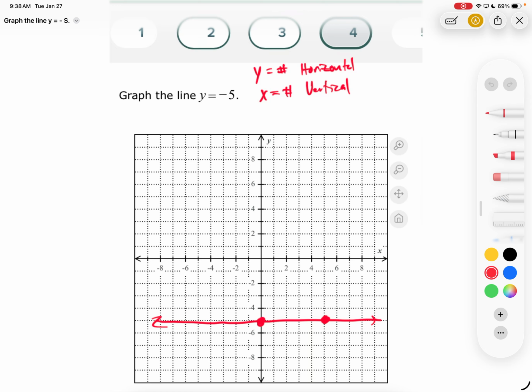Like I said, if you get stuck, you go put a point at y equals -5. It doesn't really make sense to go this way, so you go this way. But if it's y equals a number, it'll be horizontal. If it's x equals a number, it'll be vertical. This is one of those ones that changes. Like, you may work the review one time and get y equals. You may work it the next time and get x equals.